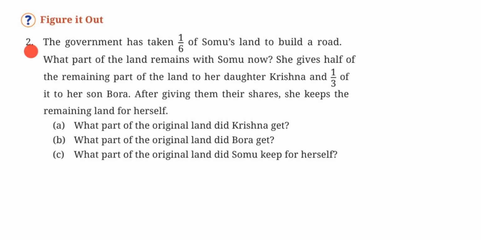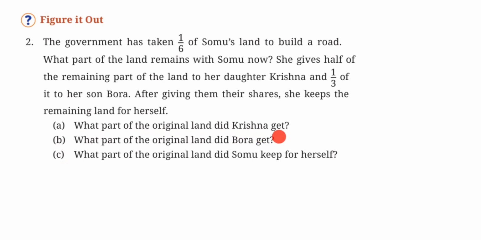This is the second question. The government has taken 1/6 of Somu's land to build a road. What part of the land remains with Somu now? She gives half of the remaining part of the land to her daughter Krishna and 1/3 of it to her son Bora. After giving them their shares, she keeps the remaining land for herself. And here we have three questions. We have to answer these three questions. What part of the original land did Krishna get?